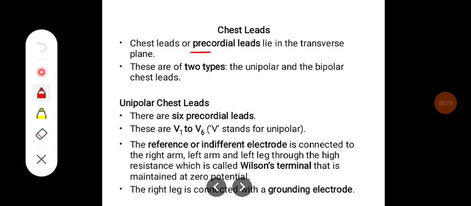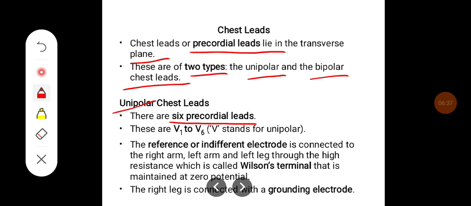Chest leads or precordial leads lie in the transverse plane. There are two types, unipolar and bipolar chest leads. Unipolar chest leads, there are 6 precordial leads. They are designated as V1 to V6.